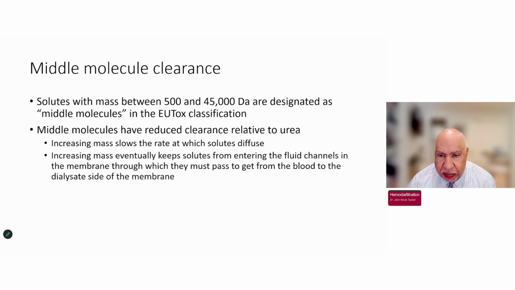On the other hand, we have larger solutes that are designated as middle molecules. Solutes with a mass between 500 and 45,000 daltons are designated as middle molecules in the UTOX classification. The middle molecules have a reduced clearance relative to urea. Increasing the mass slows the rate at which those solutes diffuse, and increasing the mass eventually keeps solutes from entering the fluid channels in the membrane through which they must pass to get from the blood to the dialysate side of the membrane.